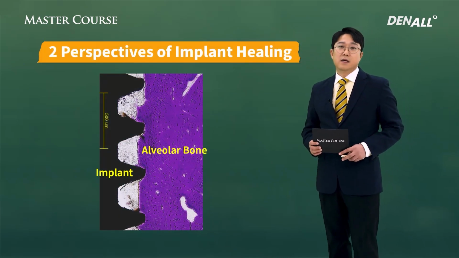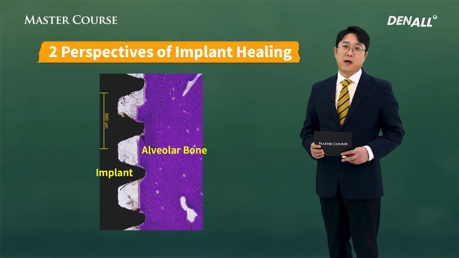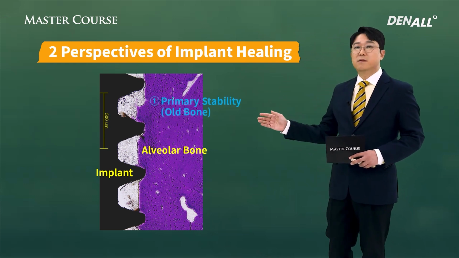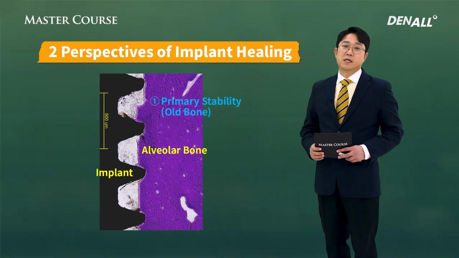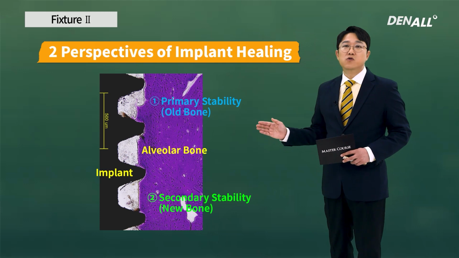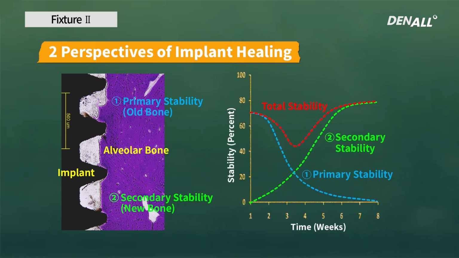Whatever definitions are used, there are two perspectives of explaining when it comes to the implant healing. The first one is the primary stability of an implant. The second one is the secondary stability, which is the osseointegration. The primary stability: after a drill hole is made in bone, the implant is placed. It describes how the implant is fixated on bone. The primary stability is decreased over time.